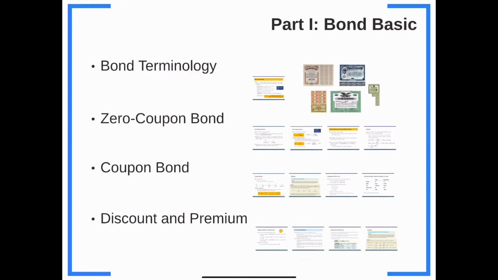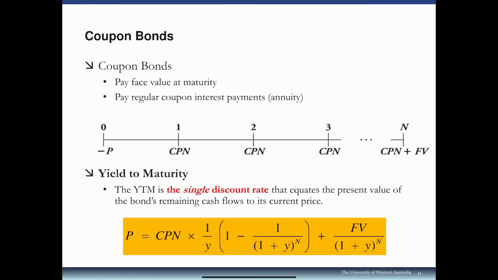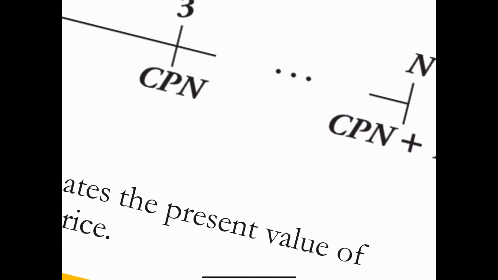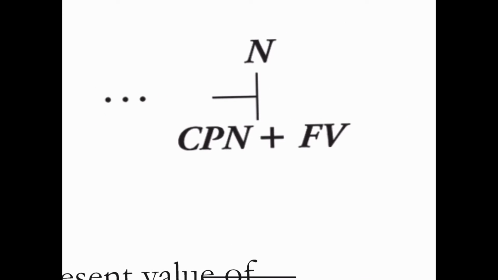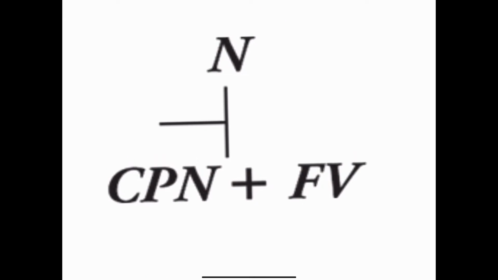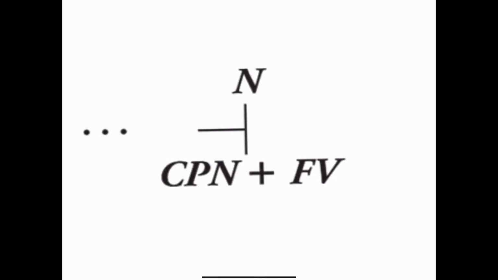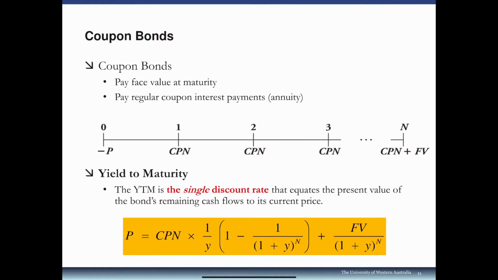Let's now look at a coupon paying bond. A coupon paying bond has two series of payments. It pays face value at maturity. You also pay regular coupon interest payments, CPN, and that is like an annuity.